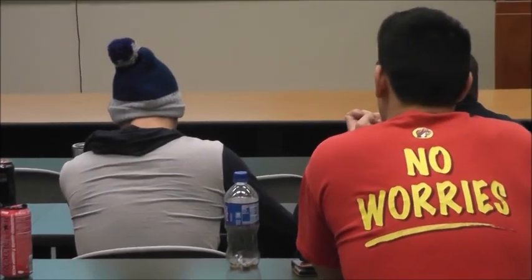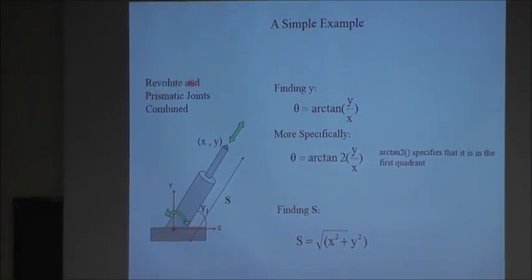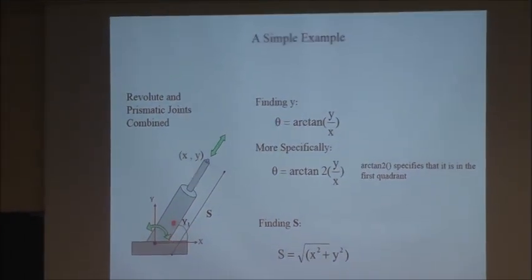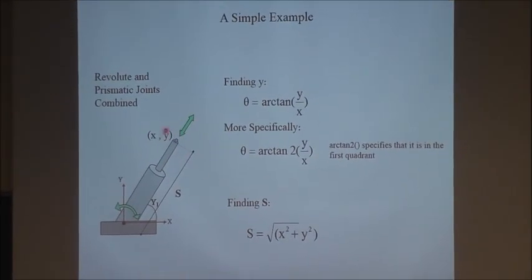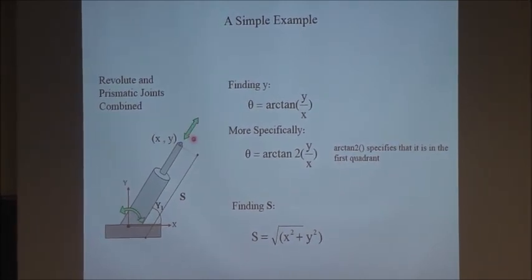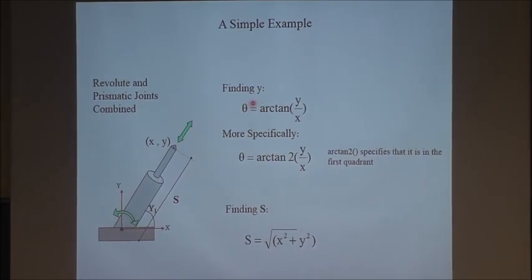So here is the problem. You have one revolute joint and one prismatic joint. Here is the revolute joint, and then a cylinder comes out a distance like this. So this is one motion, this is another motion. You have two joints, one prismatic, one revolute. We want to find the x and y coordinates of that blue point. Given x and y coordinates, what is theta 1 and what is this distance s?